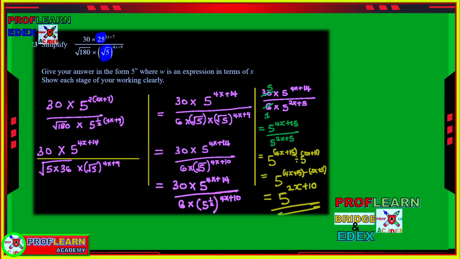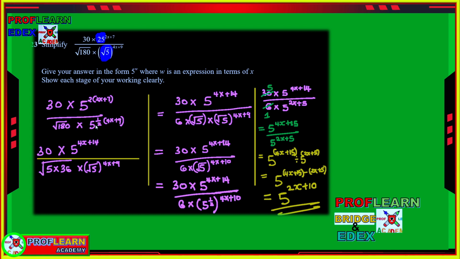Without much ado, we need to move to the next question, and the next question is about simplification of indices. You can see we were given 30 times 25 raised to power 2x plus 7, root 180 times root 5 raised to power 4x plus 9. We need to realize that 25 can be written as 5 squared, so this power is going to be multiplied to open up here so that we have 4x plus 14.